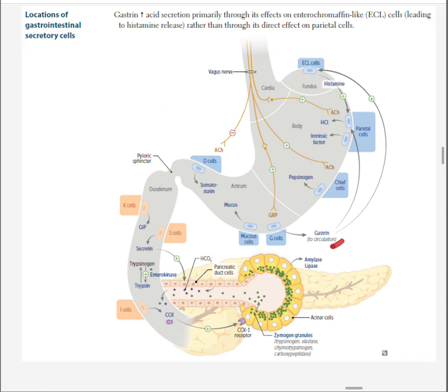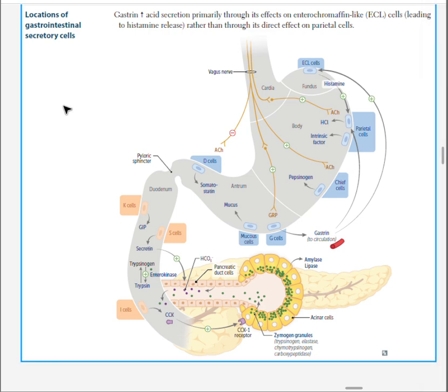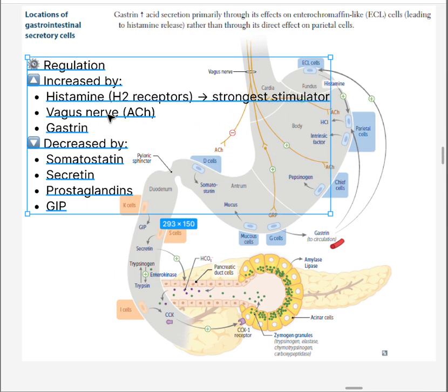Of the four things here, knowing the regulation of the parietal cells secreting this hydrochloric acid is also very important. So let's get right into that. So remember that for regulation of hydrochloric acid secreted by the parietal cells, we need these two things.